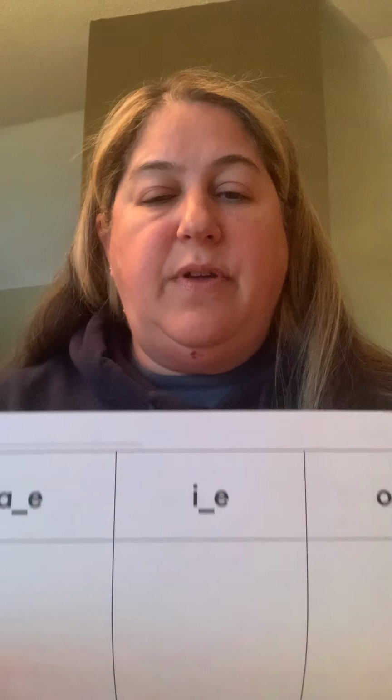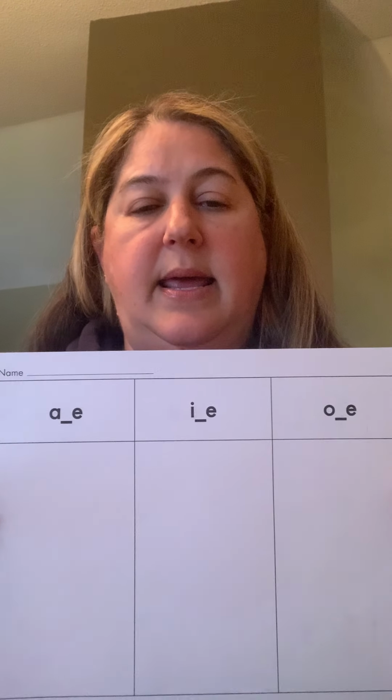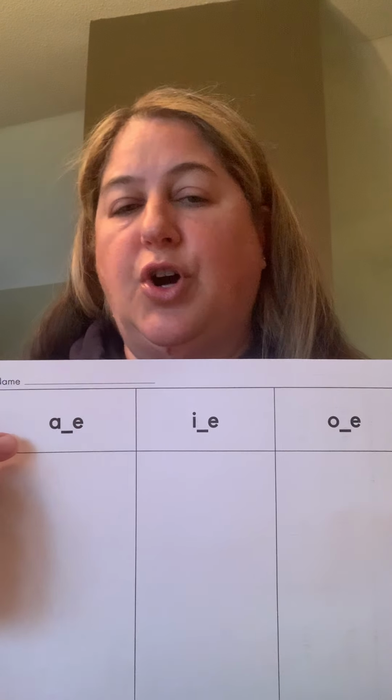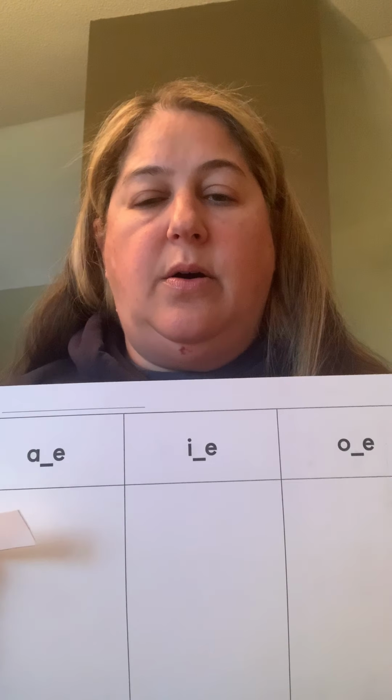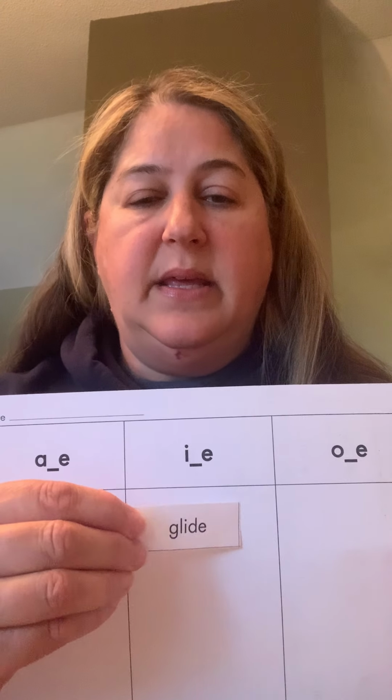In your groups, I'm going to give you each a sheet, and it's going to look like this. Just like the chart on the wall, it's going to have AE, IE, and OE. Now, if I look in my bag, each group is going to get a little baggie with 30 words. So I pulled out one for now, and the word is glide. Glide. So where would we put that on the chart? Well, IE is in this word, and it's a silent E, so it's GLIDE.